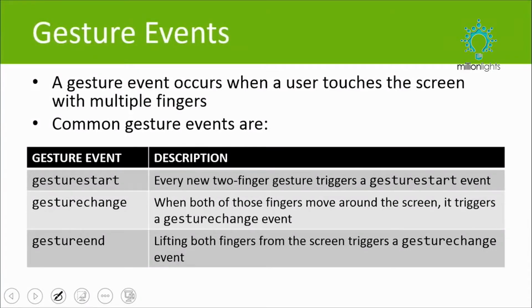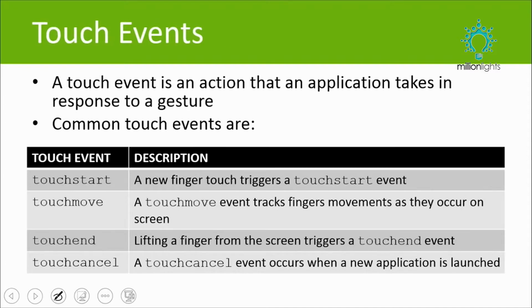A gesture event is very similar to a touch event, except a gesture event's a little bit different in that it's when multiple fingers touch the screen. So there's a lot to learn here, right? A touch event is when a single finger touches the screen, and then a gesture event is when multiple fingers touch the screen. Okay? Take a look at the description there. Similarly, you've got gesture start, gesture change, and then gesture end in comparison with touch start, touch end, and the other touch events. Okay, and of course here they are. We've got touch move and then also touch cancel.